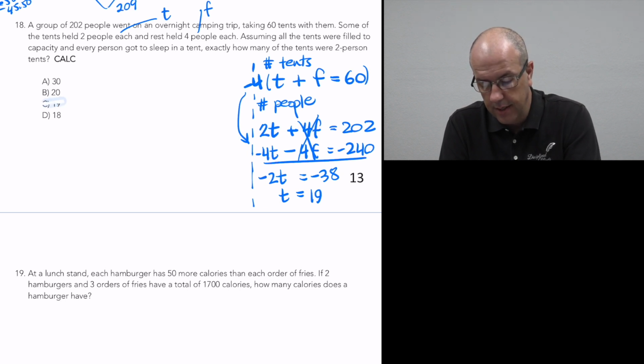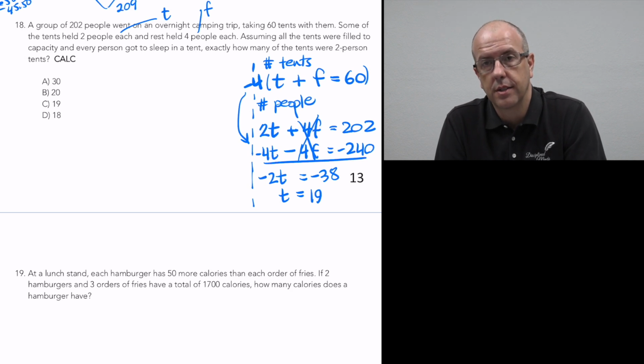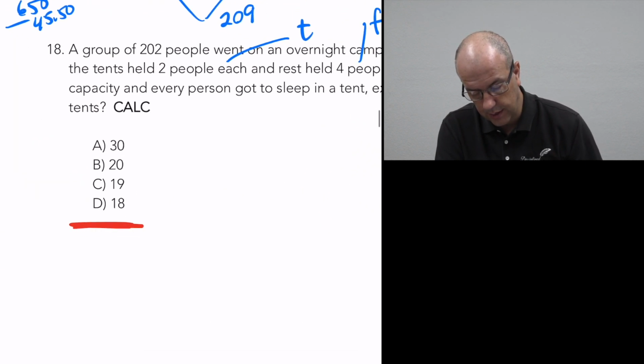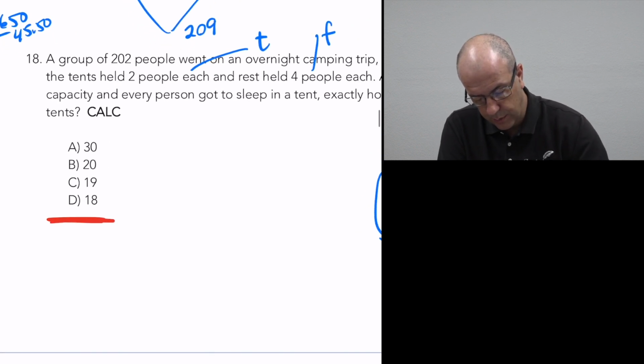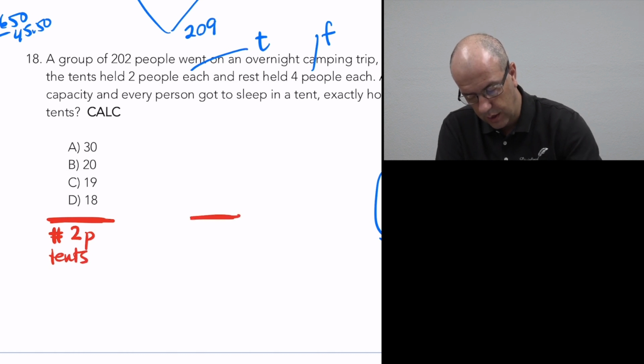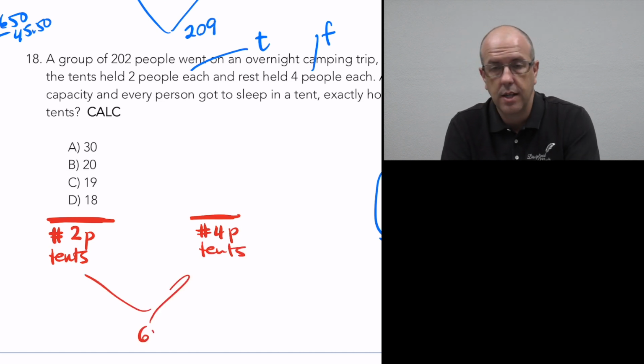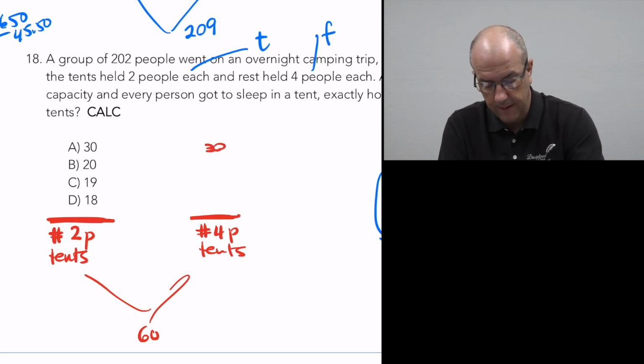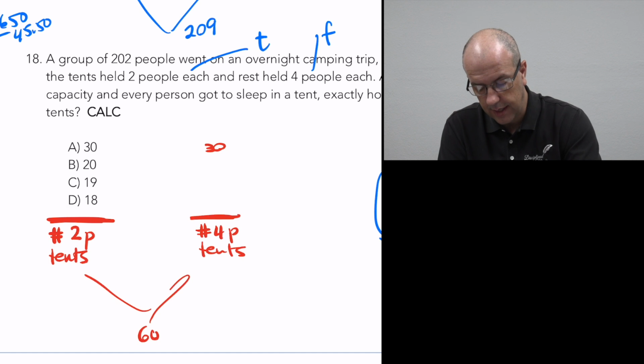Now, again, if you're not comfortable writing the equations, we can use the answer choices to guide us here. So I'm going to zoom in a little bit so we can see this. The answer choices are the number of two-person tents. So we can solve for the number of four-person tents, because this is supposed to add up to 60. If I have 30 two-person tents, I have to have 30 four-person tents. If I have 20 two-person tents, I need to have 40 four-person tents. And so forth for the remainder of the questions, right?